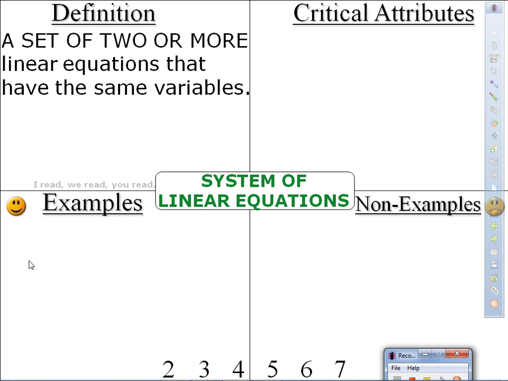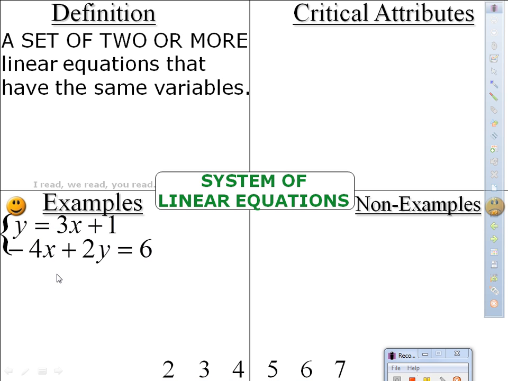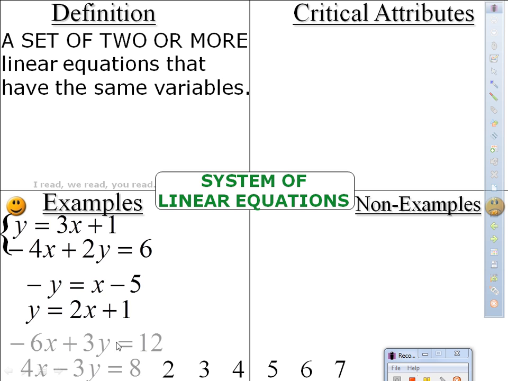Pens down. Eyes to the screen. All right, here it goes. First example. At least 2, yes. Same variables? Yes. Next one. Do we have at least 2? Yes. Same variables? Yes. Next one. Do I have at least 2? Yes. Same variables? Yes. Okay, copy that, please.